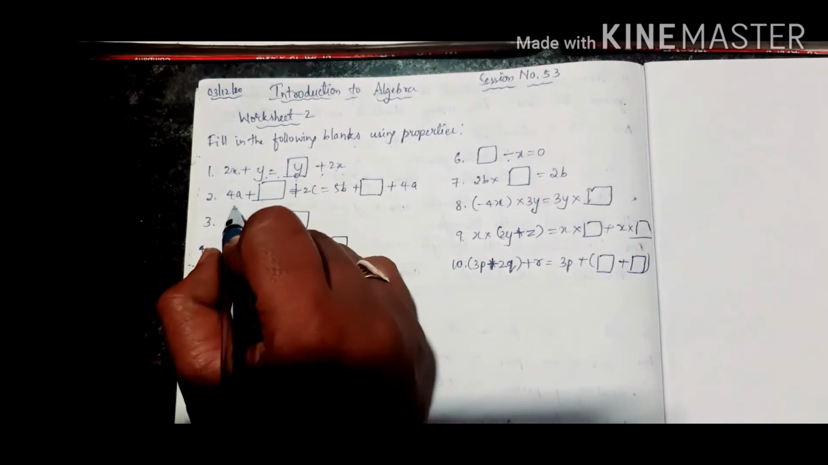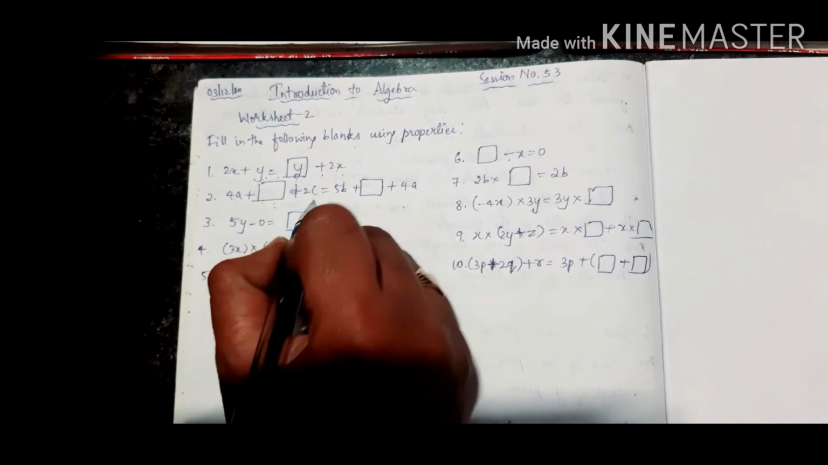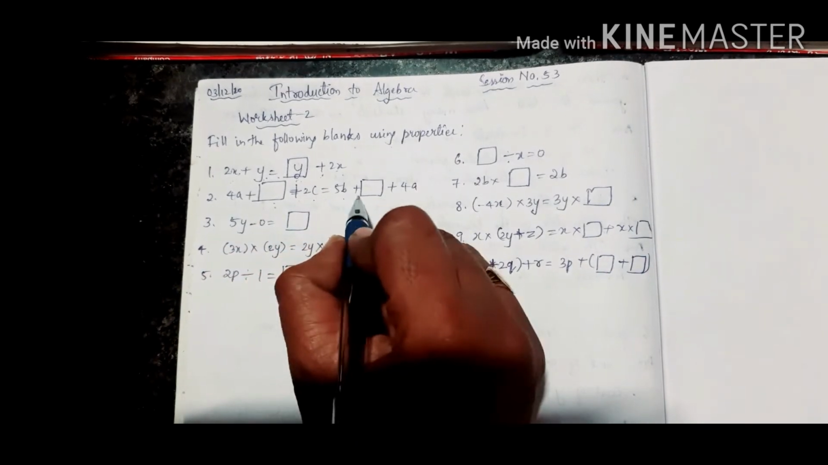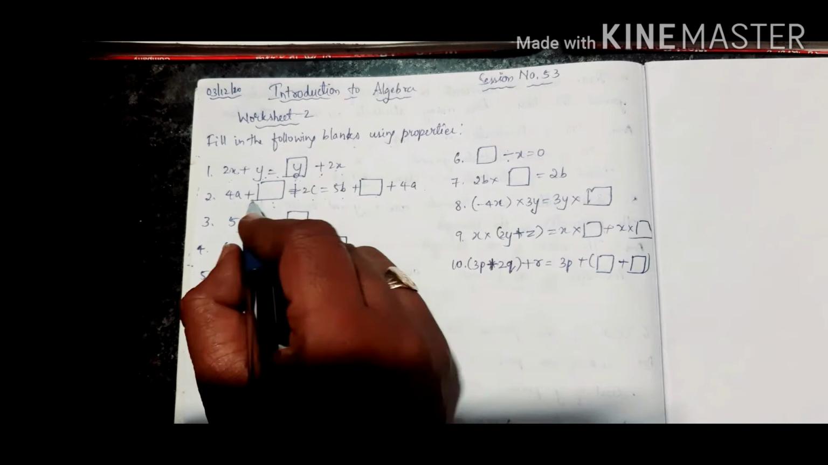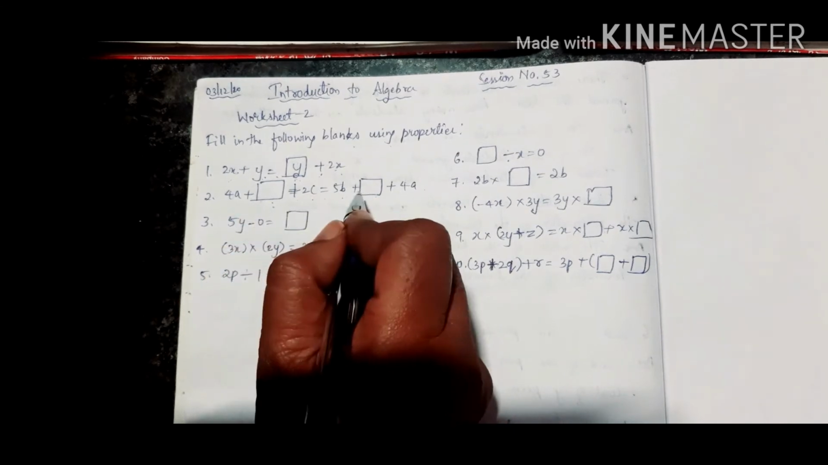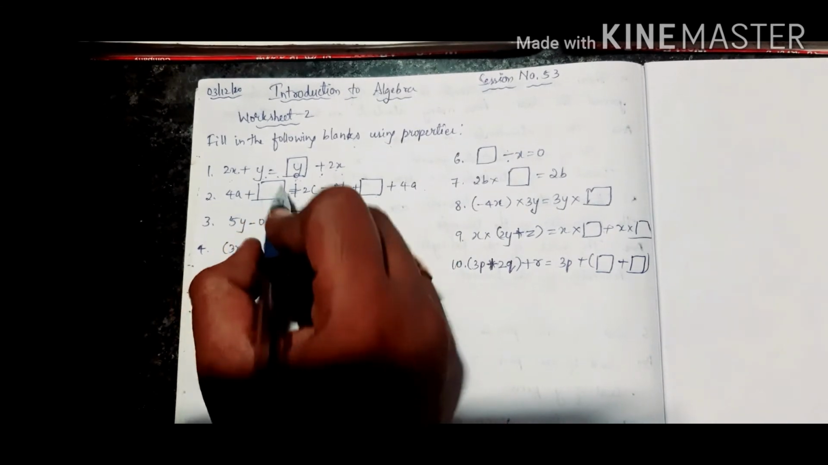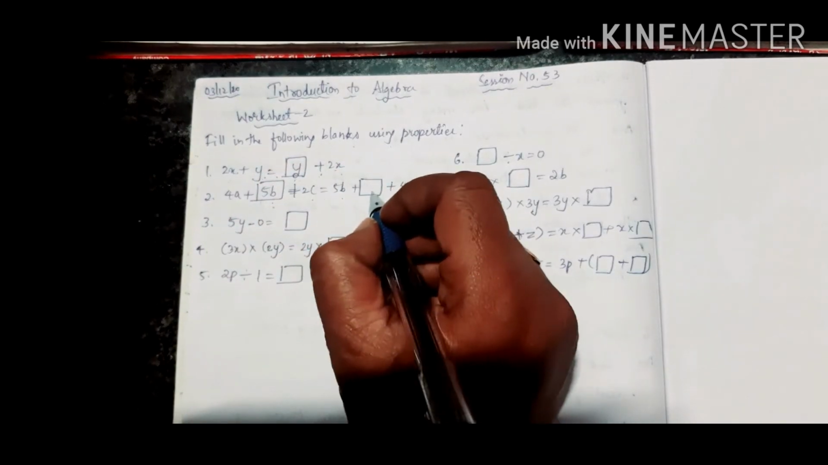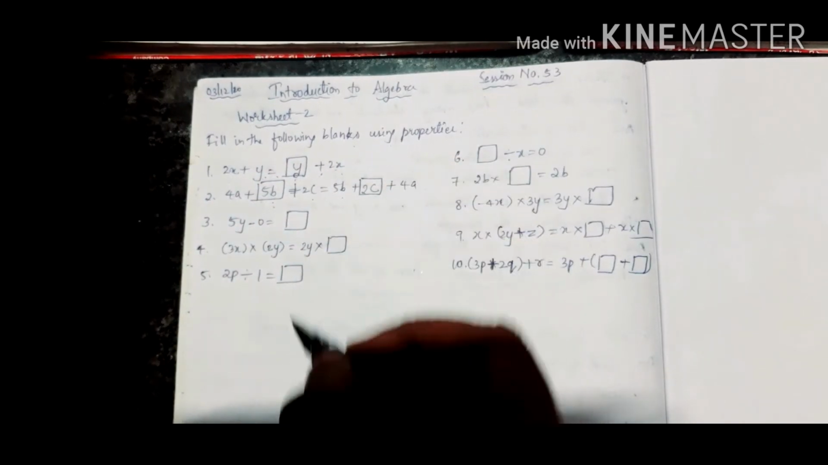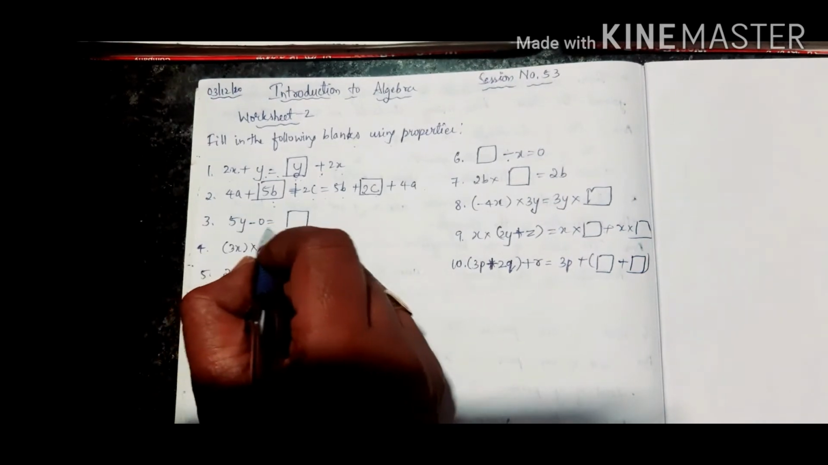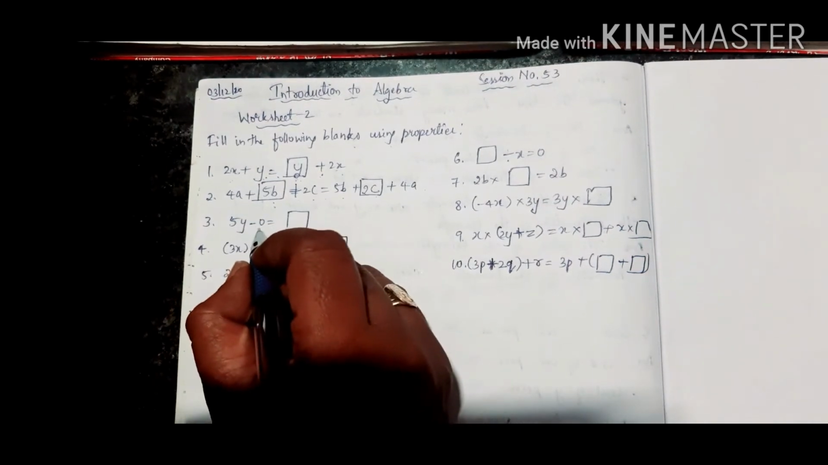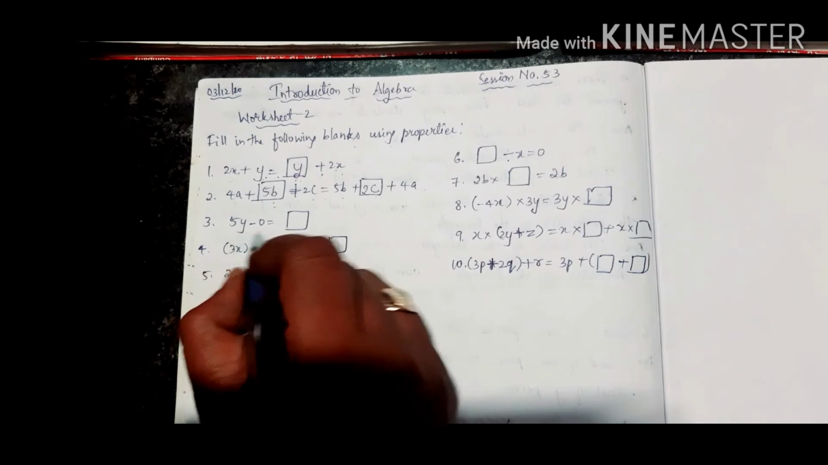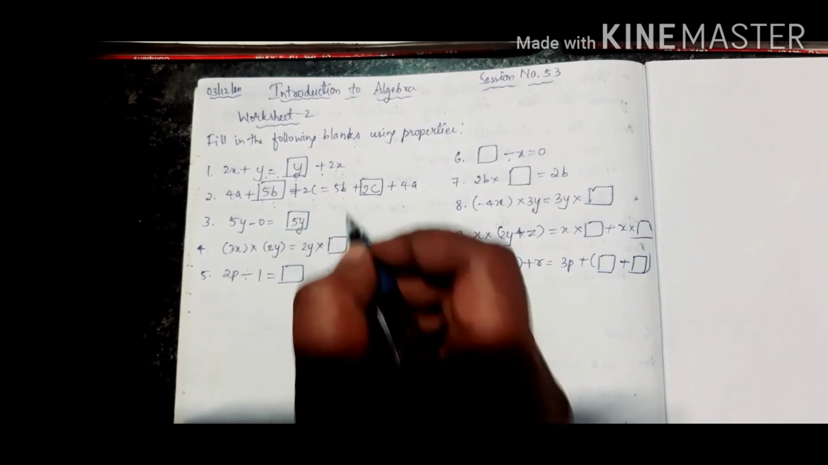Question number 2, 4a plus dash plus 2c must be equal to 5b plus dash plus 4a. Here you have to keep in mind what is missing in the left hand side, that is 5b. In the right hand side you are left with 2c. 5y minus 0, that means 0 subtracted from any number, we get the same number.